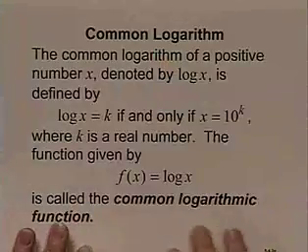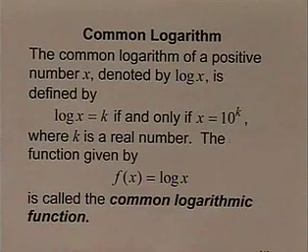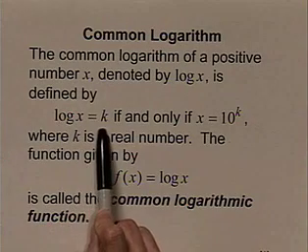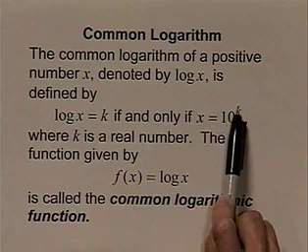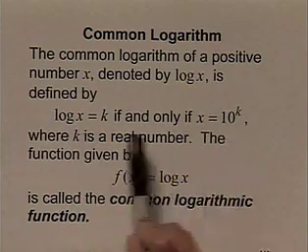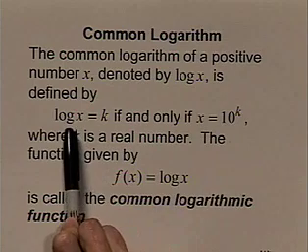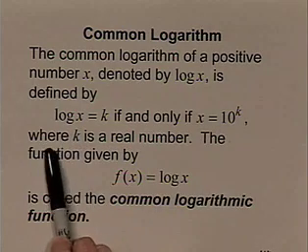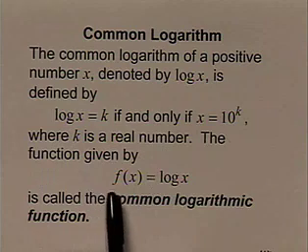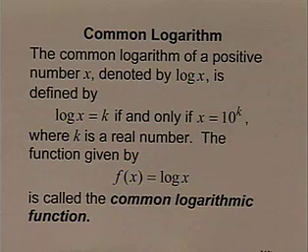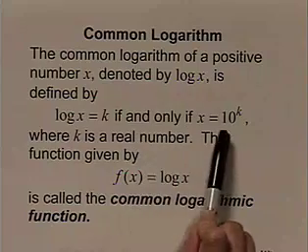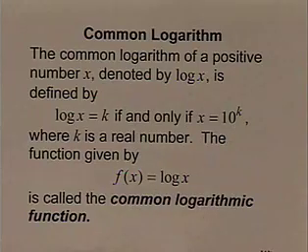The common logarithm of a positive number x, denoted by log x, is defined by log x equals k if and only if x equals 10 to the k. We say that 10 is the base of the common logarithm. The rest of this says where k is a real number, and then we have a common logarithmic function, f of x equals log x. Well, let's start with this piece of information right here and simplify some logarithms.